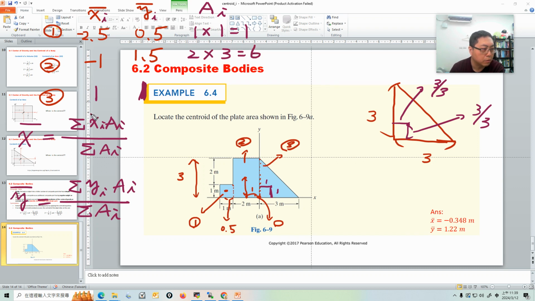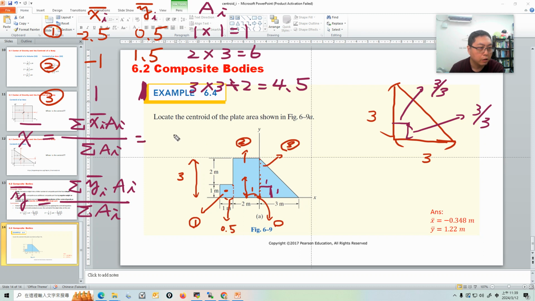So it should be a bar. I think I should add the bar here. And the final one, area 3, is 3 times 3 divided by 2, which is 4.5, and then we have all the information. So what's the final centroid position of this composite area?